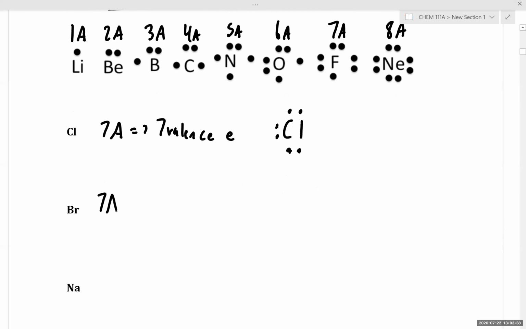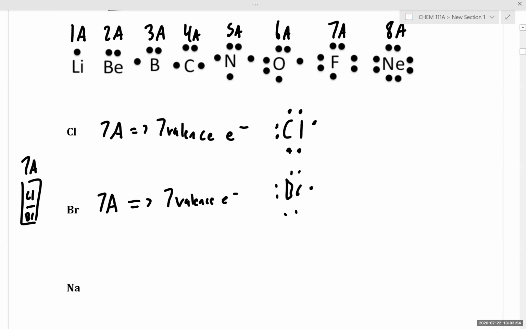Likewise, bromine is also a 7A element. So we have 7 valence electrons. Remember, this 7A is our group number. So then, in turn, we would draw 7 dots for bromine to represent 7 valence electrons.